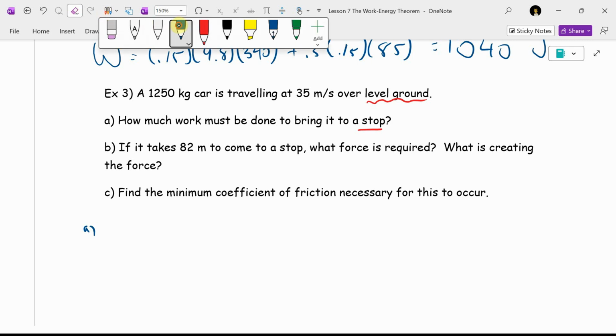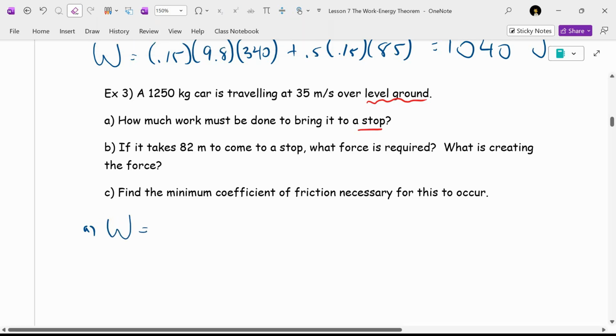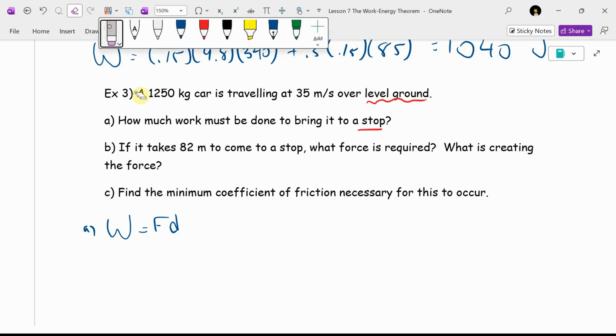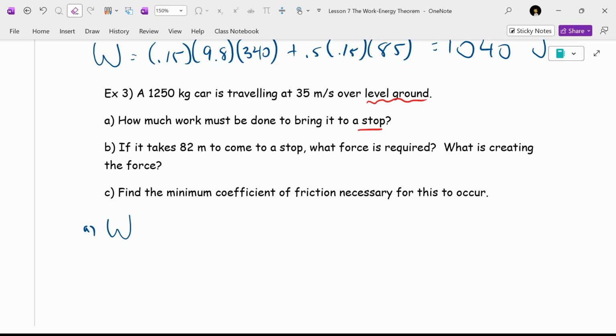So work, my first thought, don't write this down. Did they give you a force in this question, Tyson? Did they give you a distance in this question? Nope. Then my next thought would be, hey, maybe it's the area underneath a force versus distance graph. Did they give me a graph? You know what? Work energy theorem, but it's always my last resort. Change in potential plus change in kinetic energies.